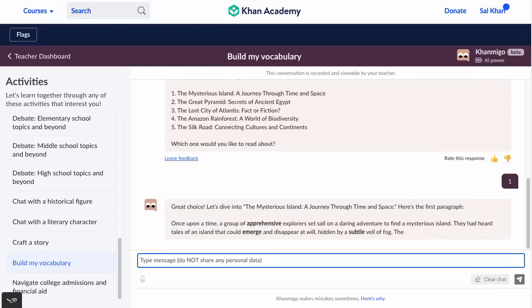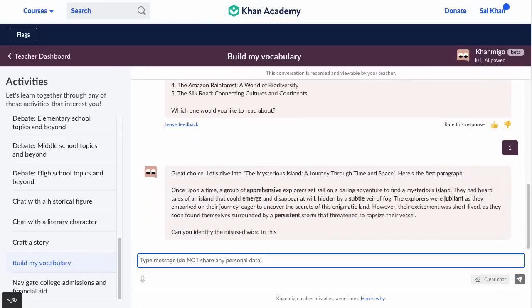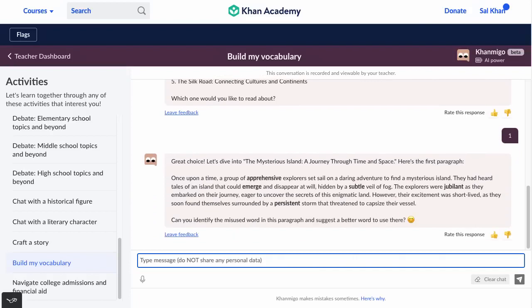All right. So what it's doing now is it's using those vocabulary words one paragraph at a time, and I need to identify which of those usages was incorrect. So: once upon a time, a group of apprehensive explorers set sail on a daring adventure to find... apprehensive doesn't sound right. That's not what an explorer would be. So I'll write apprehensive is wrong. Should be something like brave or intrepid.